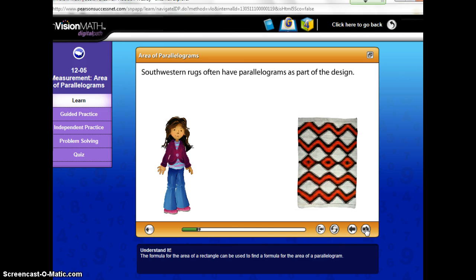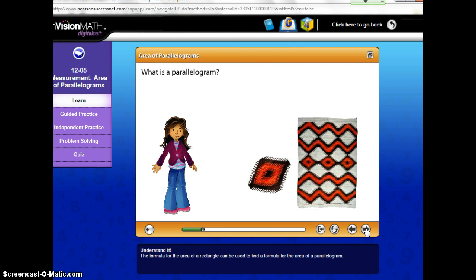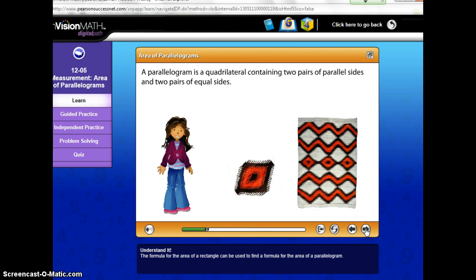Sometimes Southwestern rugs have parallelograms as part of their design, which are rectangles that are, like you mentioned, tilted sideways. A parallelogram is a four-sided figure. It has two sets of parallel lines. What it doesn't have are right angles. There are no right angles.